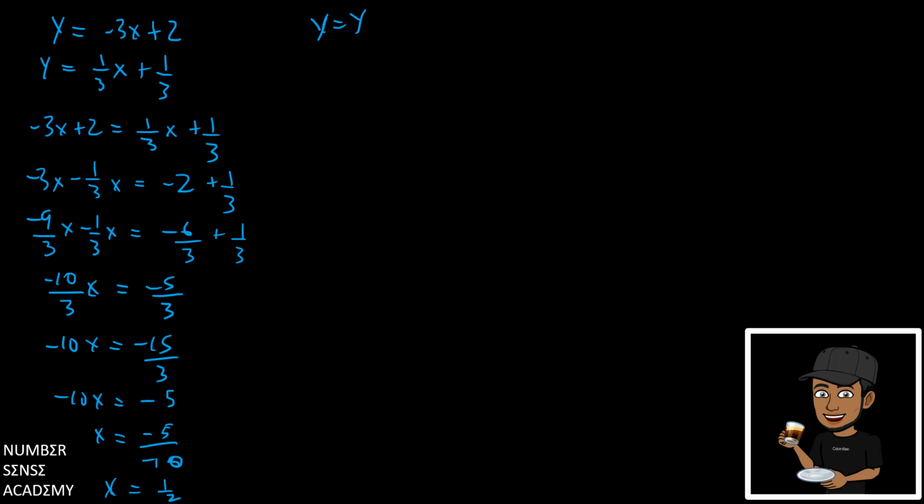Okay, so now to find y, I'm going to sub x equals 1/2 into any one of these equations, and I'm going to go with the first one. So let me call this 1, call this 2, sub it in 1. So I end up with y is equal to negative 3 times 1/2 plus 2.